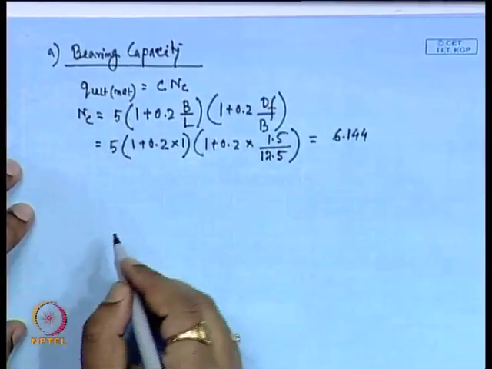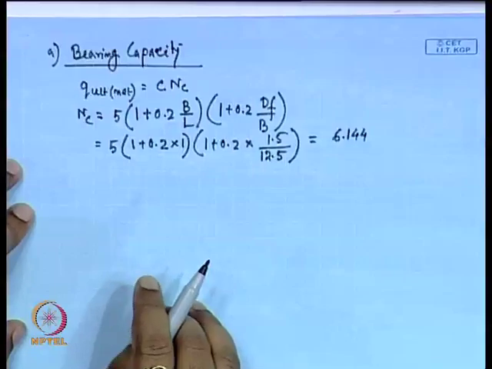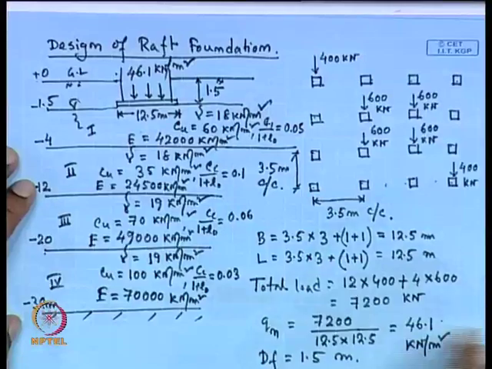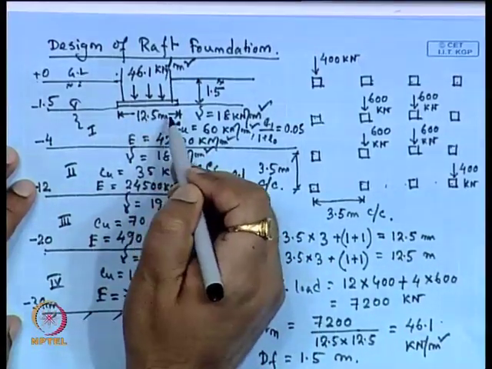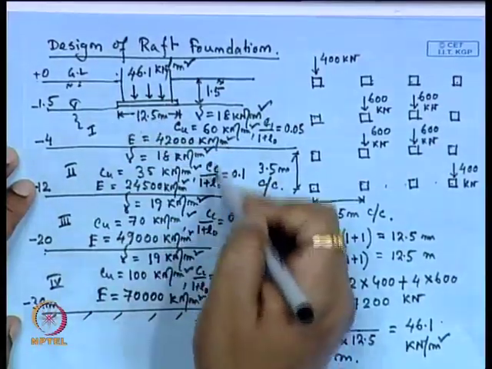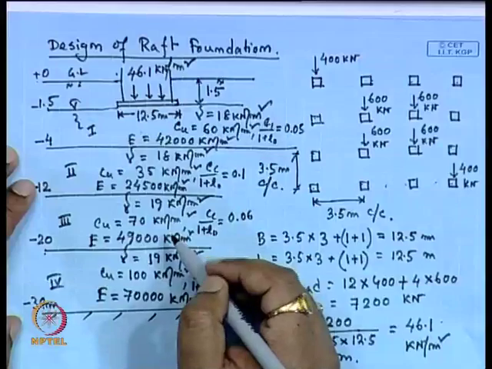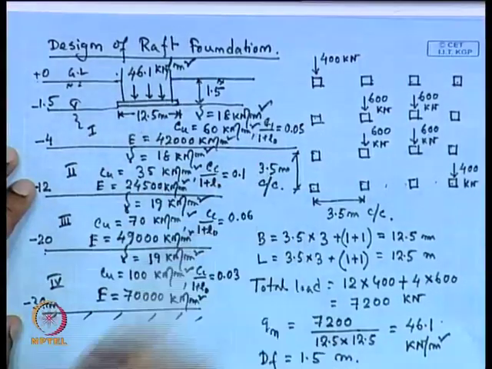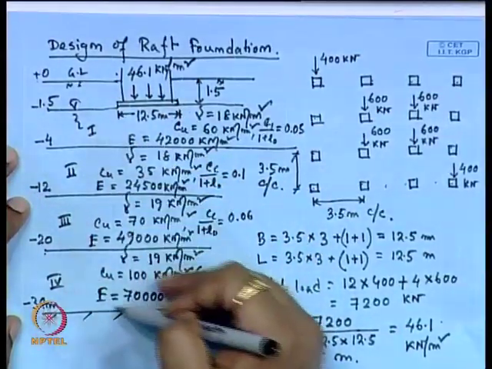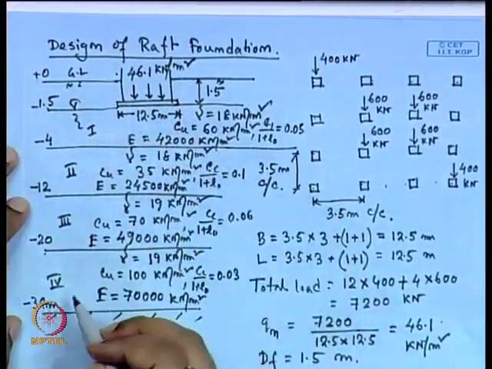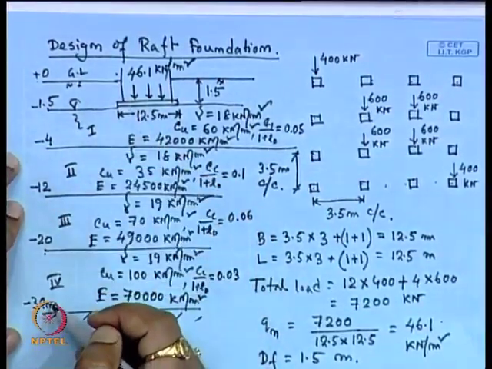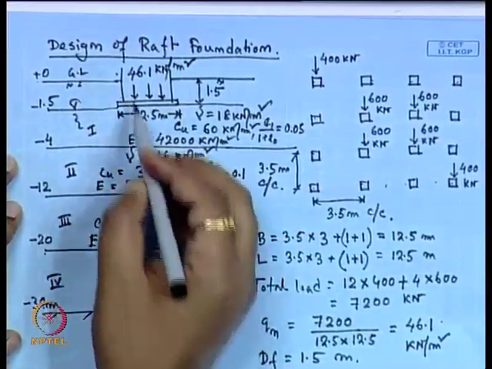Next, we will get the C value, or the cohesion of the soil. The width of the raft that we have chosen is 12.5 meters. So for the bearing capacity calculation, the influence zone we will take is up to B, and for the settlement calculation we will take up to twice B. That means up to B is 12.5 meters, and up to twice B is 25 meters. The depth of the soil layer below this footing is around 28.5 meters.